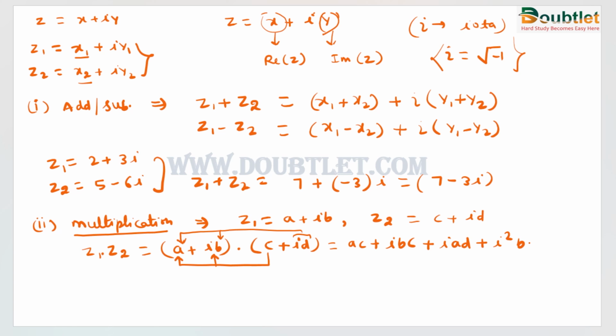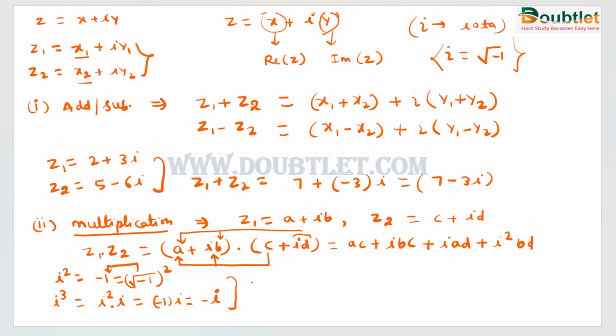Now the one thing you need to remember is that iota square is always minus 1. And how have we got this? We have written iota as the square root of minus 1, and if we square this, we get minus 1. If we need to find iota cube, we can write it as iota square into iota. Iota square is minus 1 and iota is iota, so iota cube is minus iota.